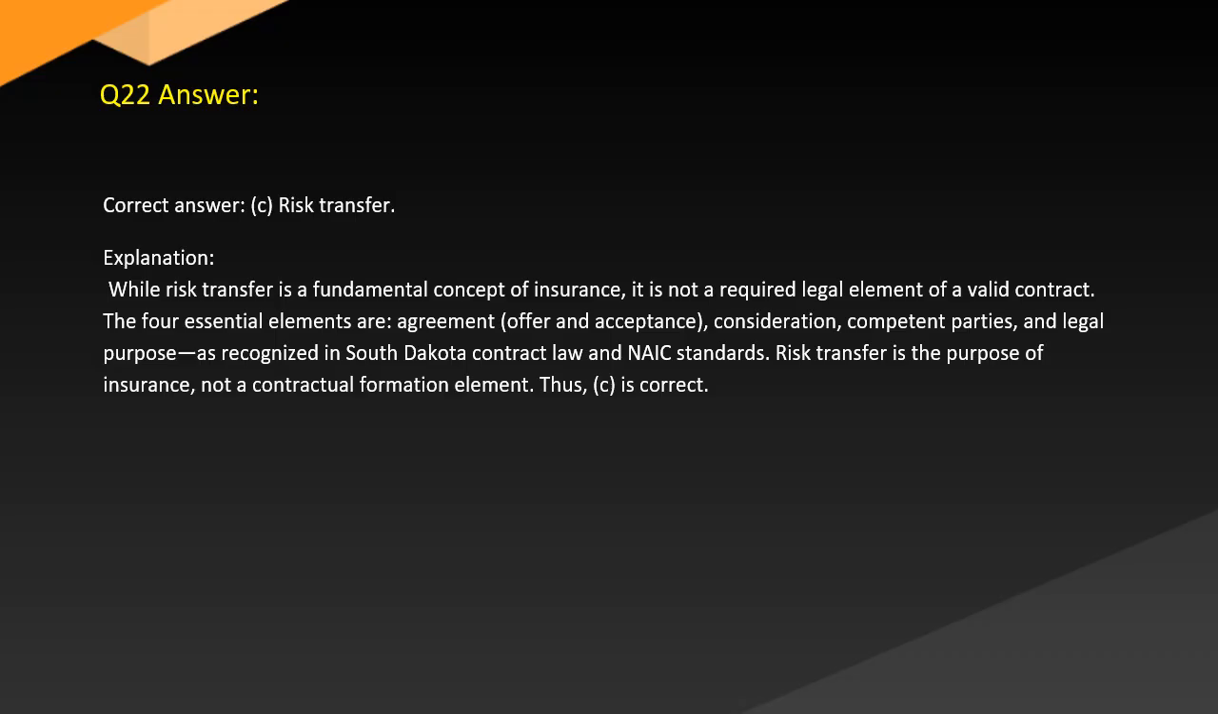Answer. Correct answer: C. Risk transfer. Explanation: While risk transfer is a fundamental concept of insurance, it is not a required legal element of a valid contract. The 4 essential elements are agreement (offer and acceptance), consideration, competent parties, and legal purpose, as recognized in South Dakota contract law and NAIC standards. Risk transfer is the purpose of insurance, not a contractual formation element. Thus, C is correct.